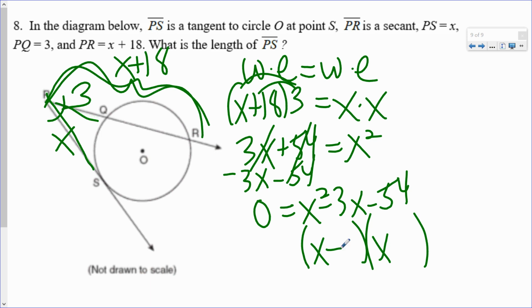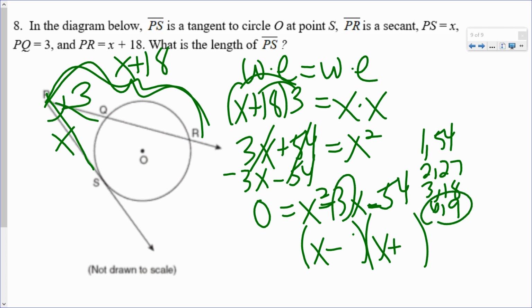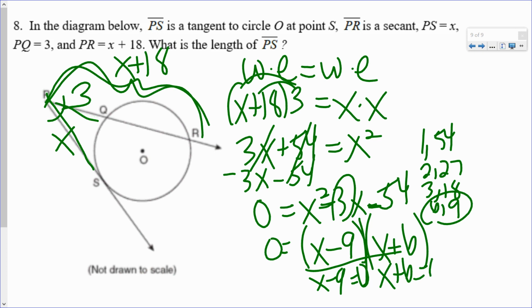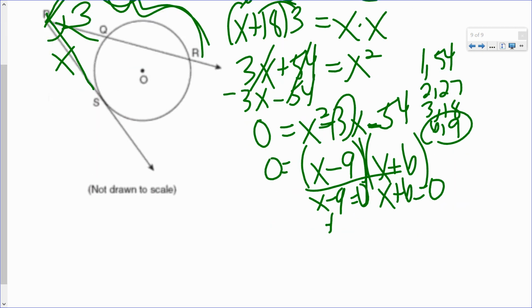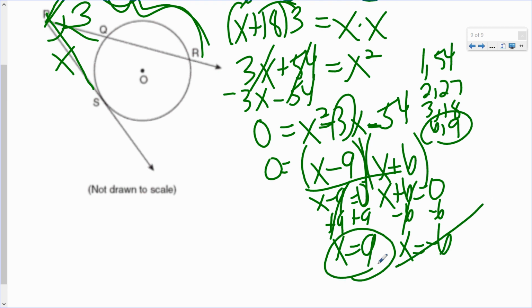First sign comes down, negative, and a negative is a positive. What multiplies to 54? I'm going to list all my factors of 54. You can use your calculator to help you with that as well. You need to subtract to 3. Bigger number goes first, 9 and 6. X minus 9 equals 0. X plus 6 equals 0. Plus 9, x equals 9. Minus 6, x equals negative 6. Now, because we're talking about the length of a line segment, it can't be negative. X is 9.